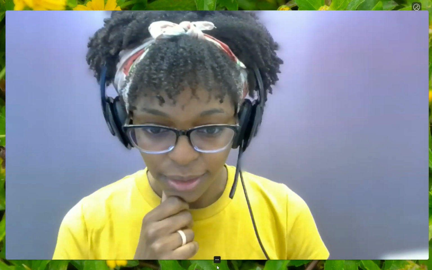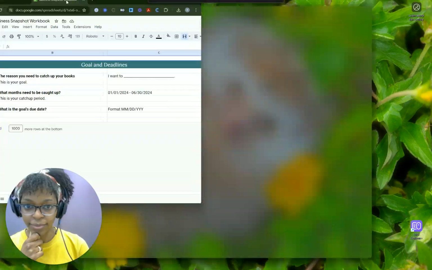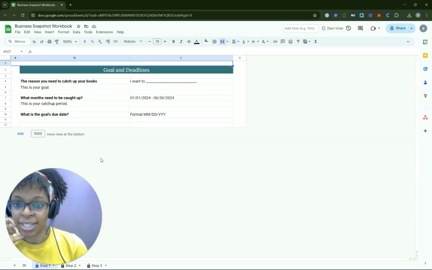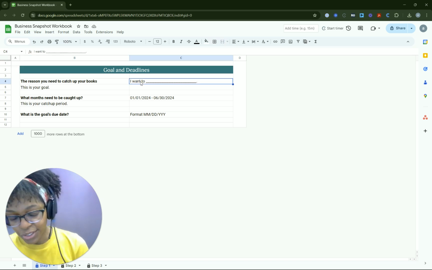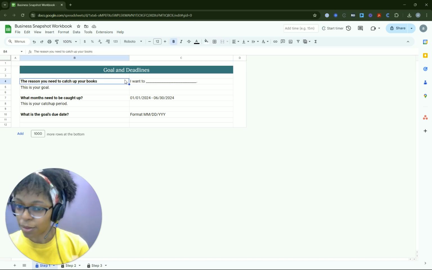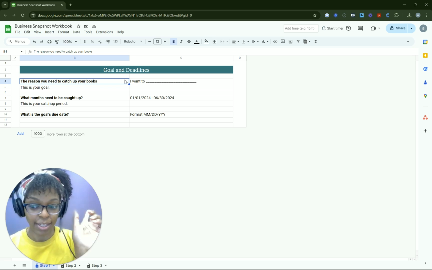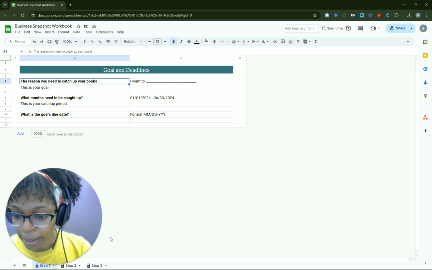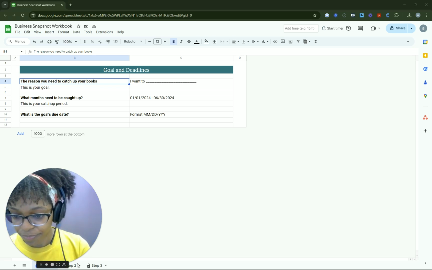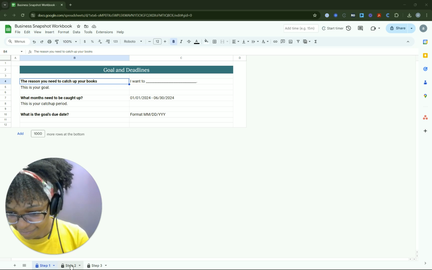I will make myself smaller. And here we go. Okay, so I didn't introduce it in the first step, but if you have the PDF version, it should have it there, and it tells you you can use this to set down your goals and months to catch up. But let me move on to step 2. Sorry, my little bubble's in the way.